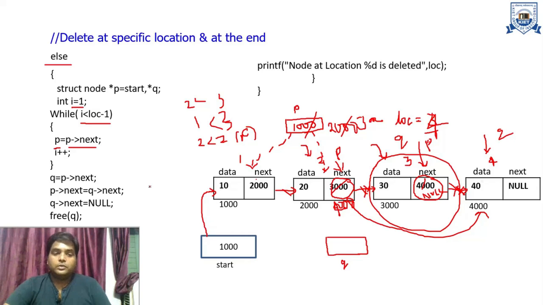Now what we do? Q2 next is equal to P2 next. Sorry, P2 next is equal to Q2 next. So Q2 next is what? Q2 next is null. So P2 next is what? P2 next will be null. So we just place over here null. So this connection will be terminated. It's clear? And Q2 next is equal to null.